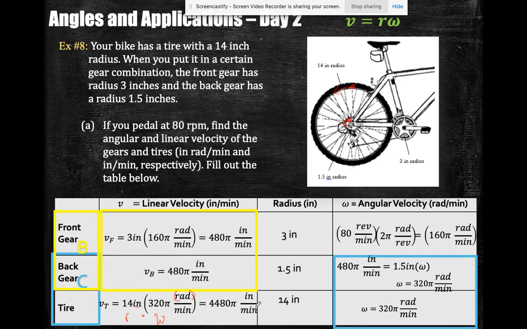Wow, congratulations, woohoo! You just did your first angular and linear velocity problem. Okay, and this one is the most complicated. Most of the other problems before number 8 are a little bit simpler. They're just asking you for linear or just asking you for velocity.